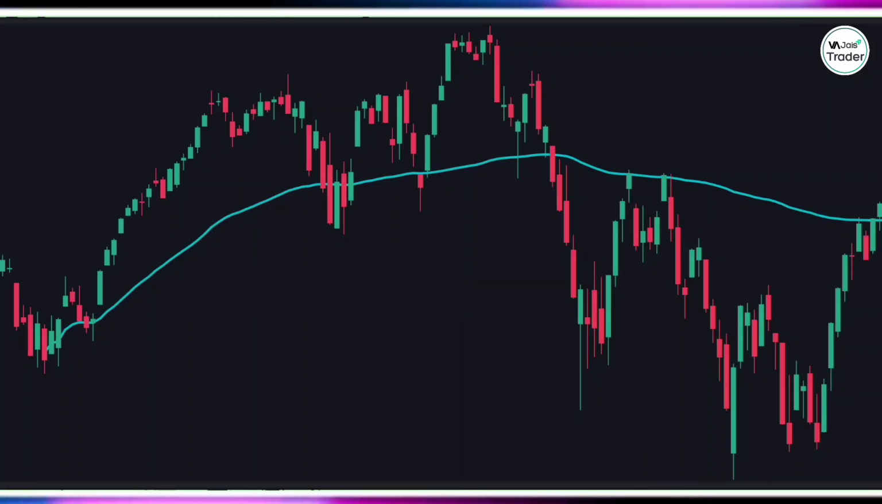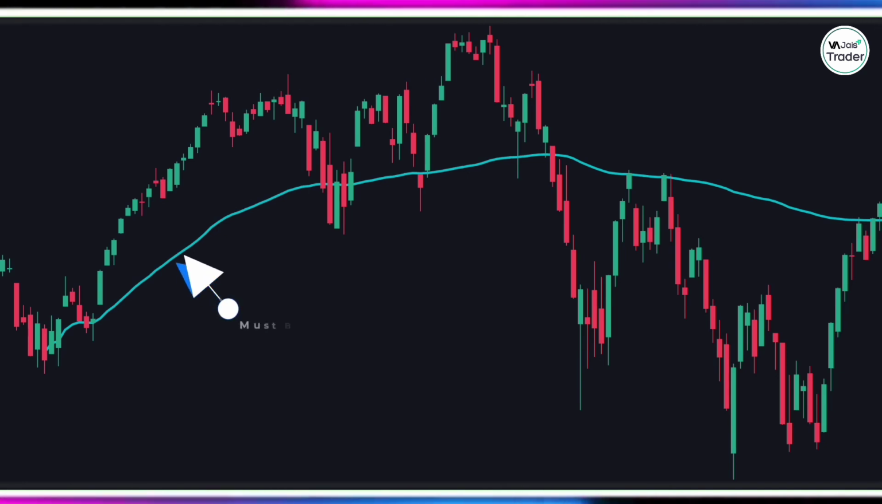Just take a moment to look at this chart. Look at how many times the price respected this blue line. When the price trades above it, the price finds support 3 times. And finally, when the price broke below it, the price found resistance twice.